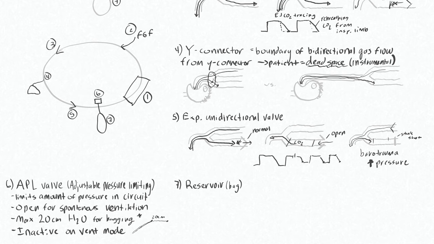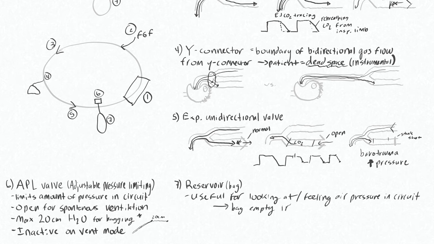Lastly, the reservoir, or this bag, is designed as a collapsible bag, and it's useful because then you can look at it and feel it to tell what the pressure is in the circuit. It's useful for looking at and feeling the air pressure in the circuit. And so if the bag looks empty, then that suggests to you that there is a leak.